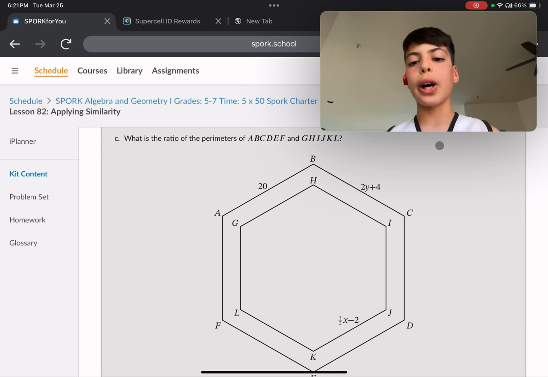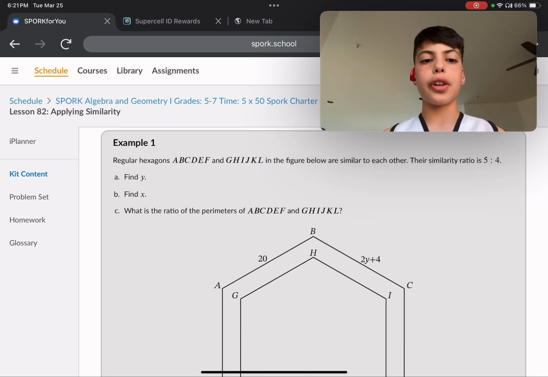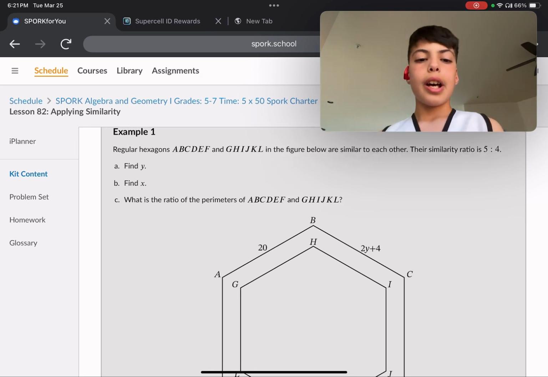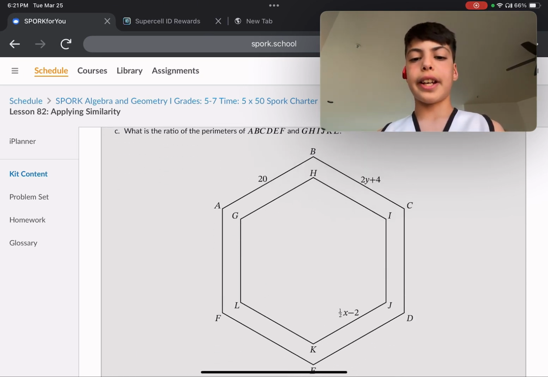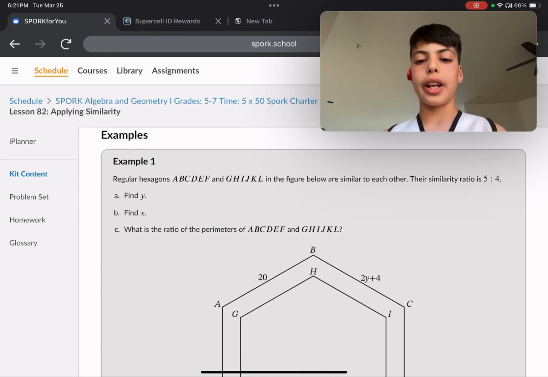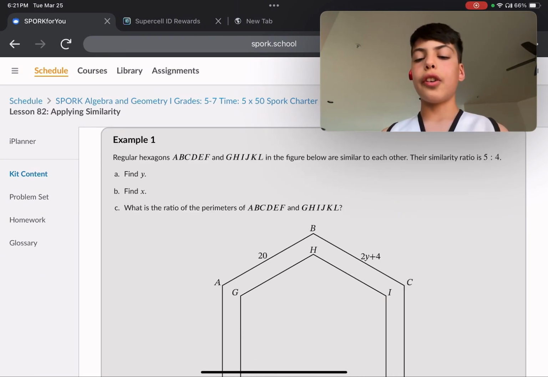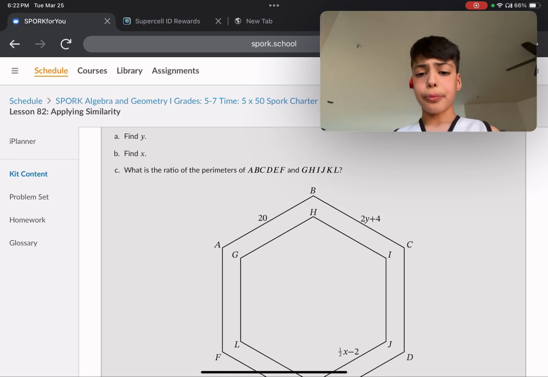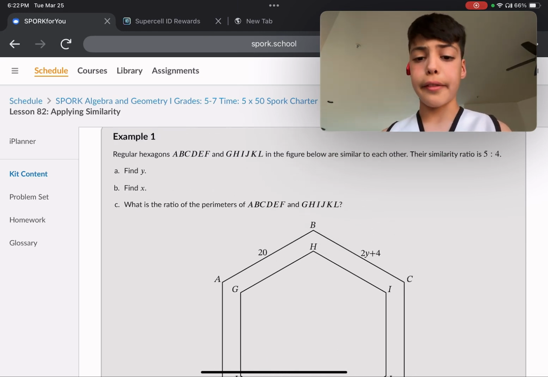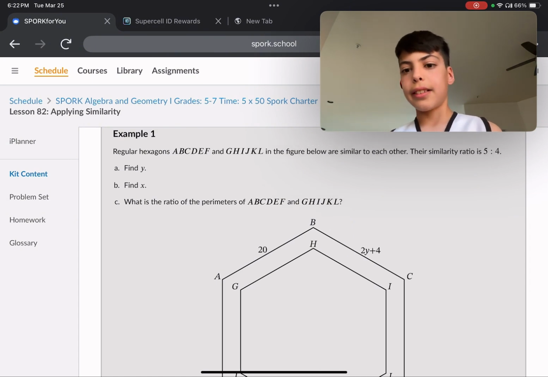You get 2y equals 16 and y would be 8. So your answer for A would be just 8. And now it's trying to tell us to find x. So now we have to find the side of the smaller hexagon. So we do 20, remember, times 4 over 5. And we would get 16. Sorry, 20 times 4 over 5, we would get 16.